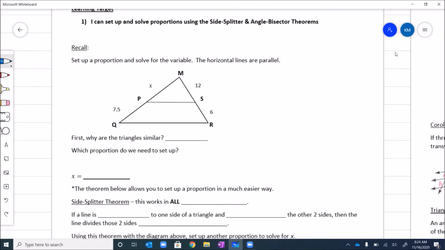And remember that when we're given a problem like this, before we just solve and throw into a proportion, we want to know that the triangles are similar. And so we want to prove that the triangles are similar before we start. They give us the information that the horizontal lines are parallel. So PS is parallel to QR.